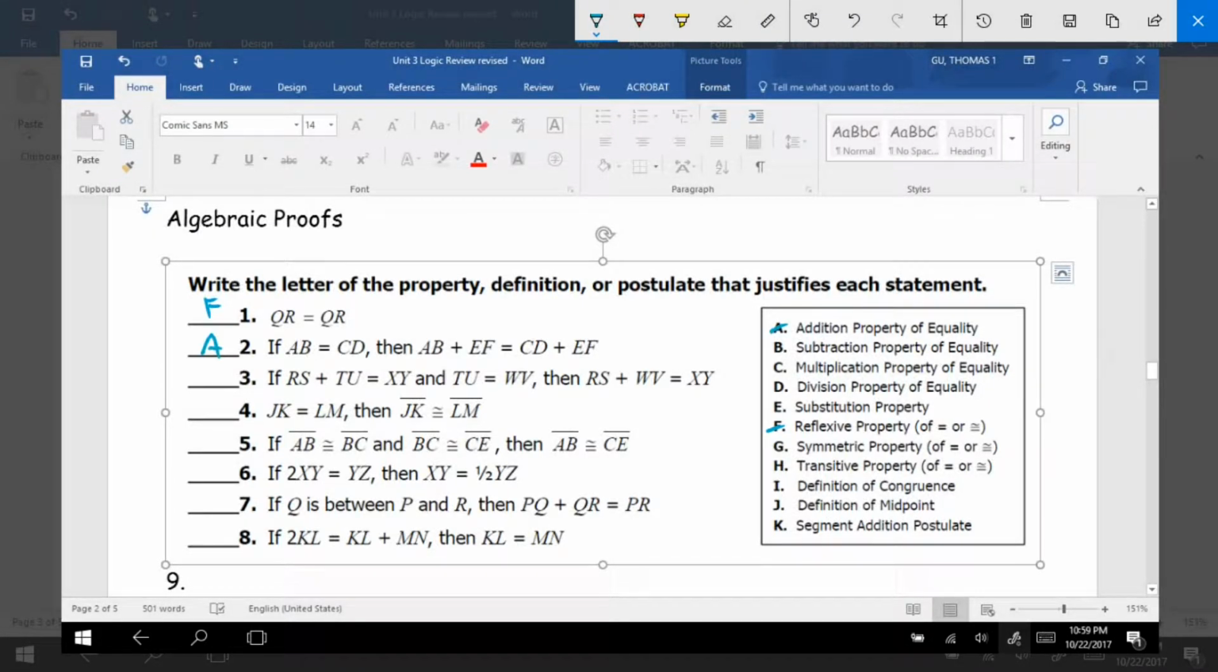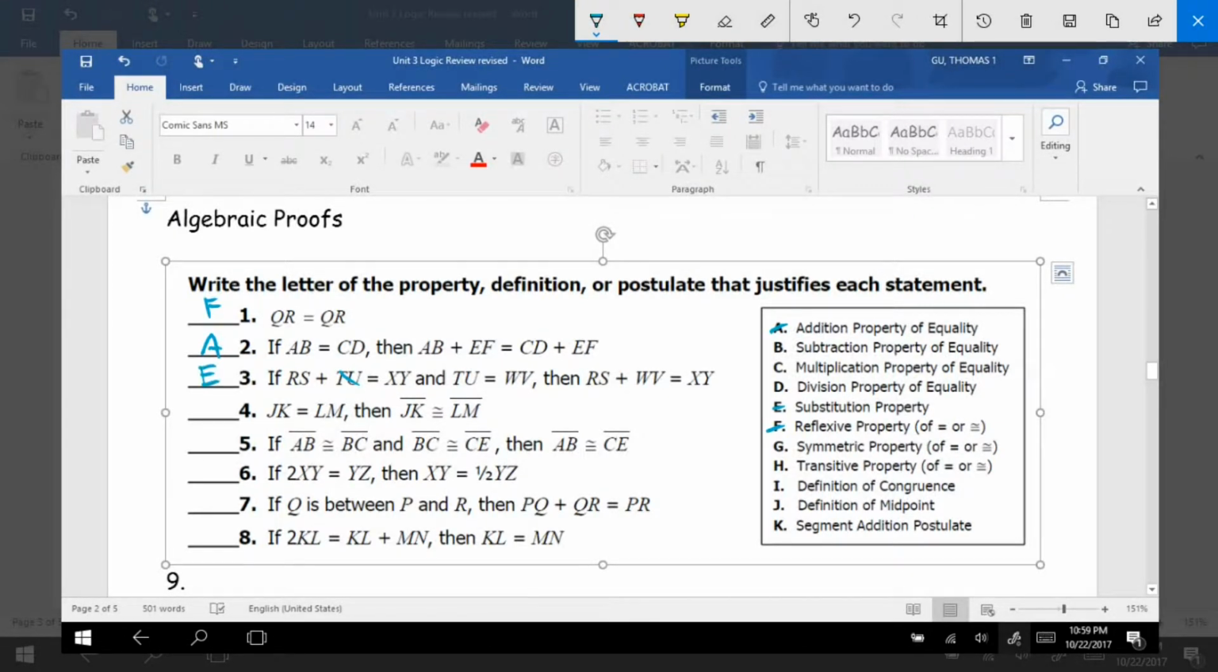Number 3, if RS plus TU equals XY and TU equals WV, then RS plus WV equals XY. All I did was substitute. I took out the TU and stuck in the WV because they told me those are equal to each other. So that's going to be the substitution property, E.